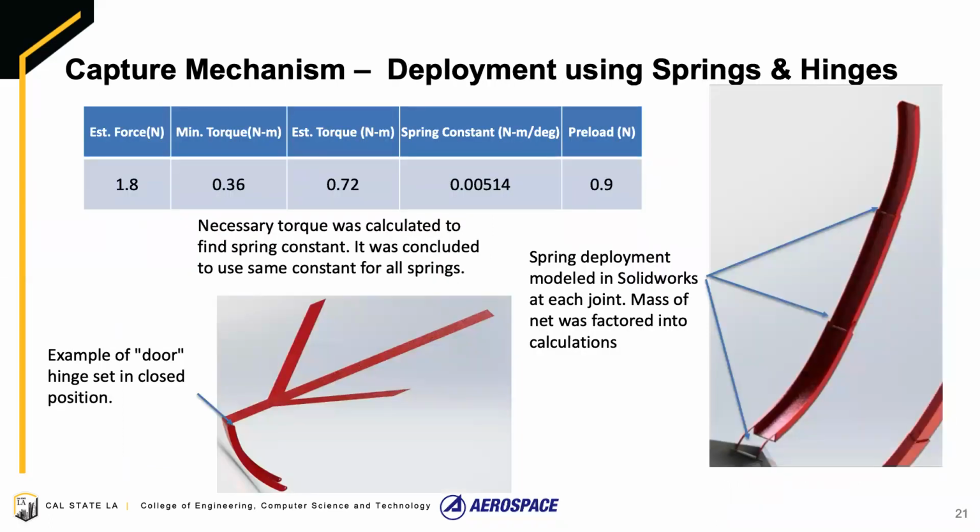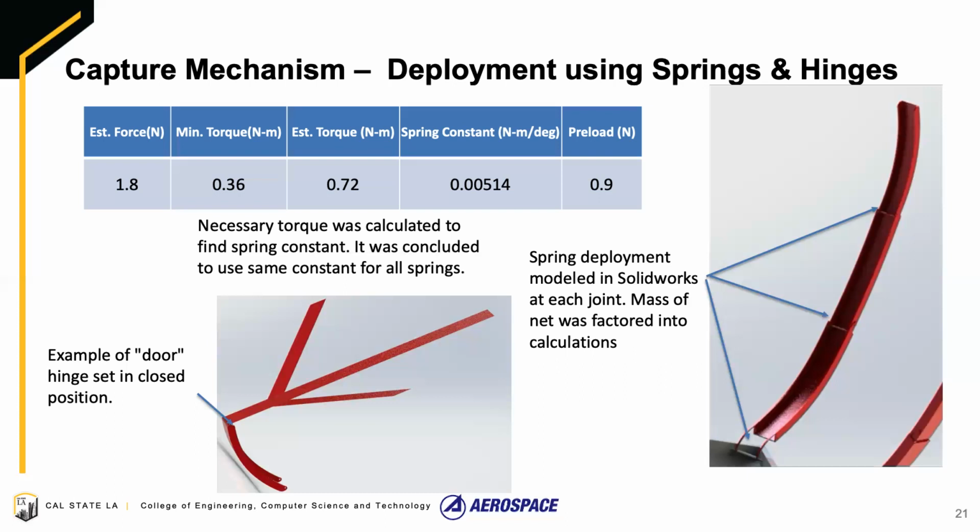Here, the capture mechanism is powered by a passive spring deployment system. Springs were modeled at each of the hinges on the arms in SolidWorks. The forces on the springs were estimated in order to develop a minimum torque requirement to deploy the arms. From this, a spring constant was calculated. It was found from simulation that it was most effective to use a common spring constant at all the hinges, which we came up with in this table here. This spring constant actually gave us an estimated torque of roughly 0.72 meters, which gave us a 2x margin on our torque.